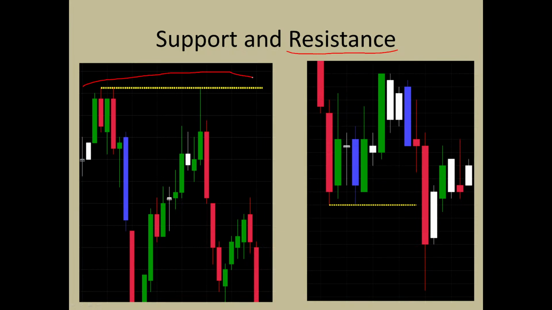This is resistance. And we can see what happened here. Price came up and rejected. Price came up again and rejected. And we ask ourselves, well, what's going on here? What's going on is that people were willing to buy it. Yeah, I'll buy it. Yeah, I'll buy it. No, I'm not paying any more for that. That's as high as I'm willing to go.